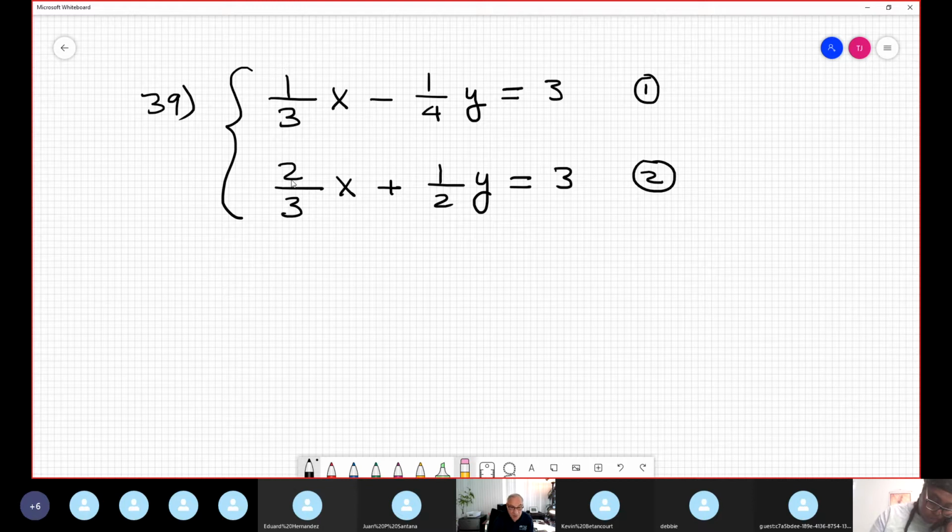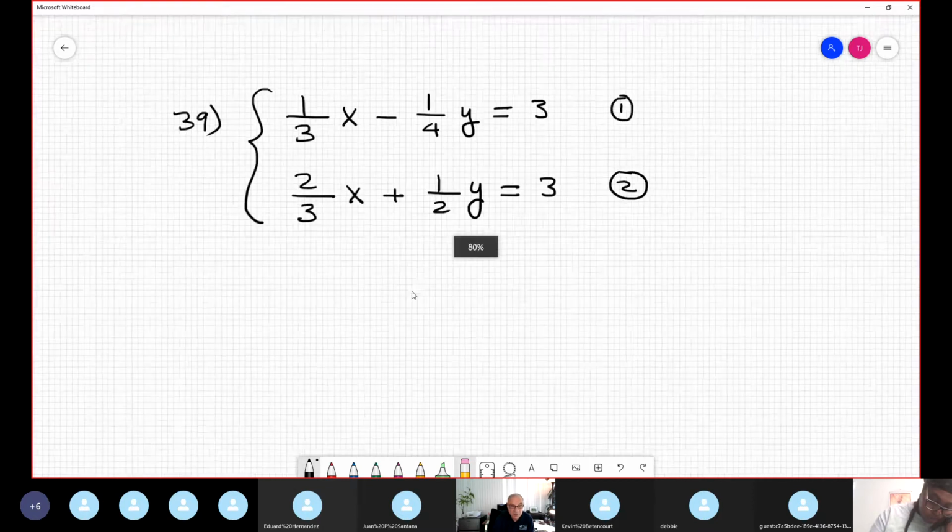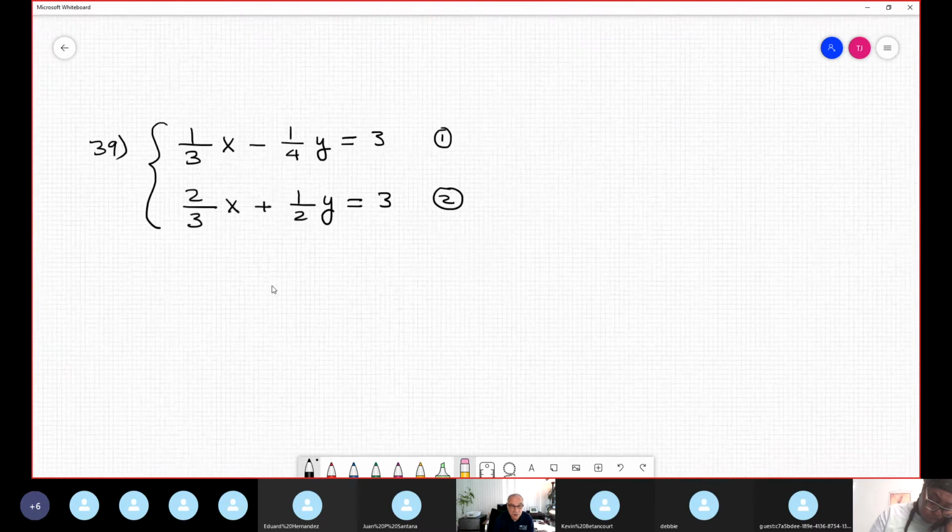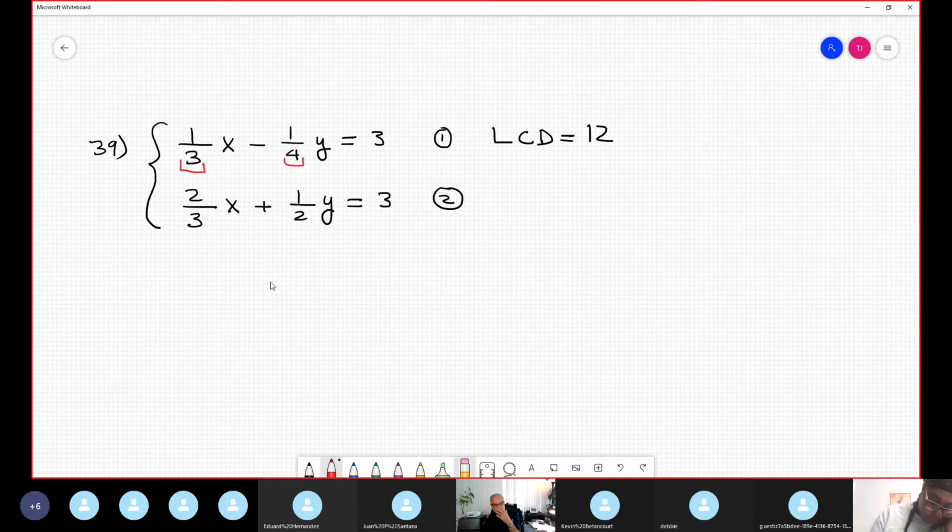So first of all, step 1, clear fractions. How do you clear the fraction? You multiply by the least common denominator. The least common denominator in the first equation is 12, because in the denominators we have 3 and 4, and you put together, multiplication is 12. Therefore, you multiply the entire equation, number 1, by 12. So let's do it. 12 here, 12 here, and 12 here.